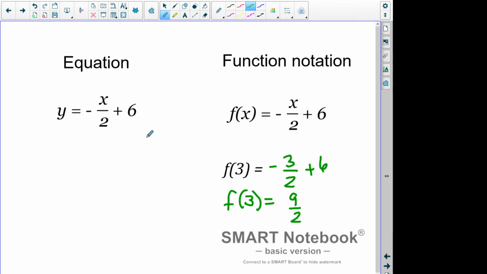Okay, you'll see these used interchangeably, and it's very common to switch back and forth between those. The function notation is a little more formal, and we're going to be using that more and more as we move forward.